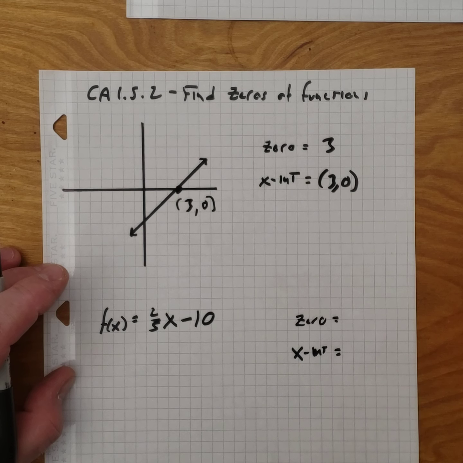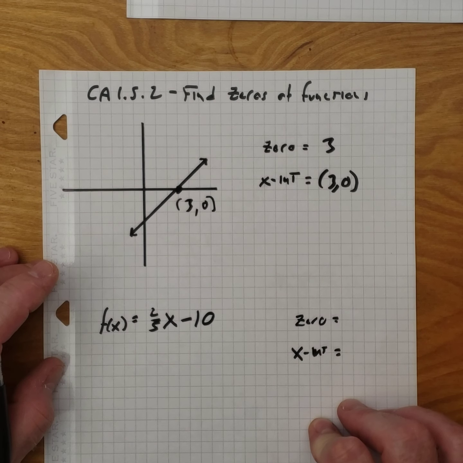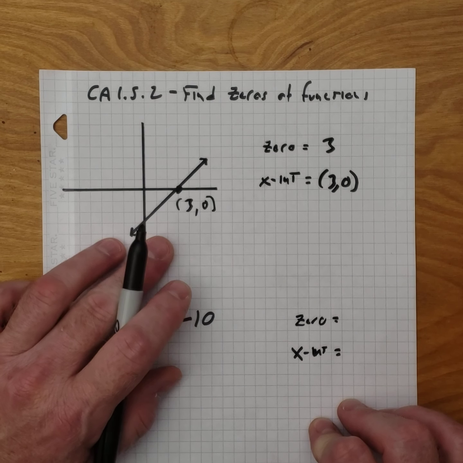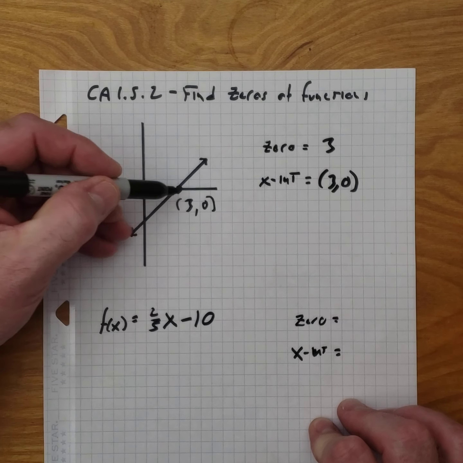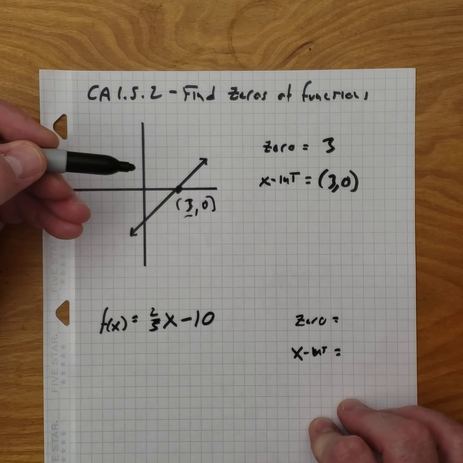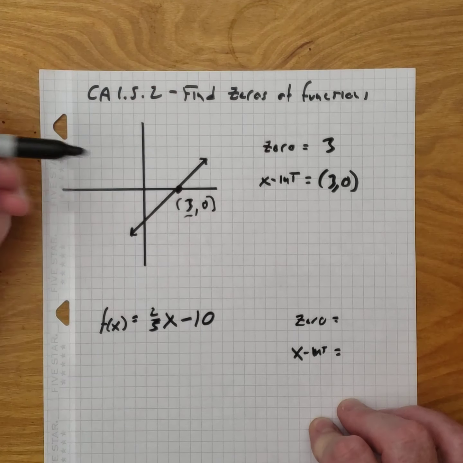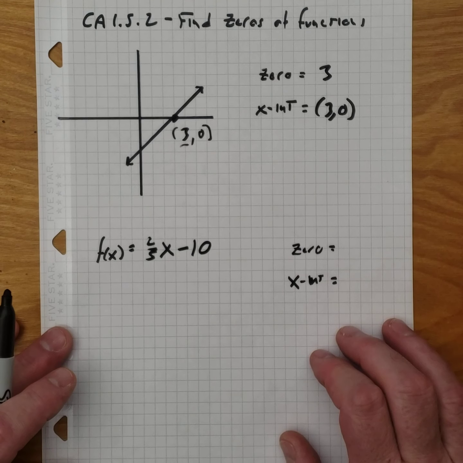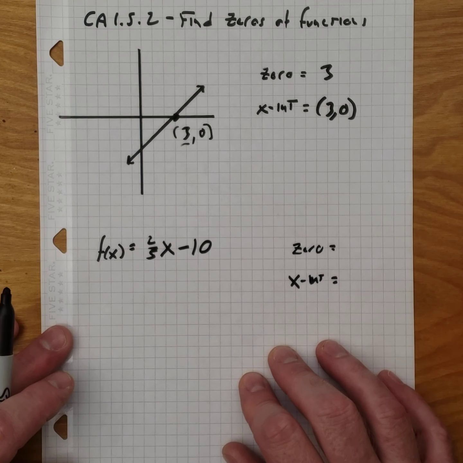I know that's a point on the graph with an x-coordinate of 3 and a y-coordinate of 0. So if you're looking at a graph and you're asked what the zero is, just find the x-intercept, that's your zero, and write it as a point with a comma 0, that's your x-intercept. Couldn't be easier.